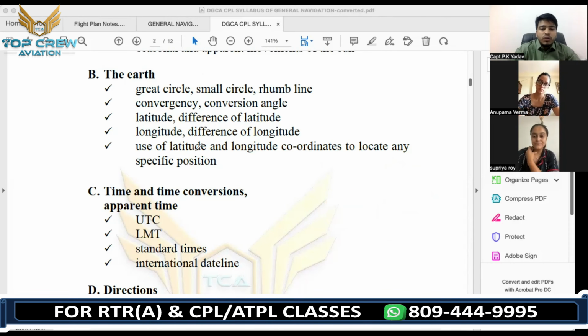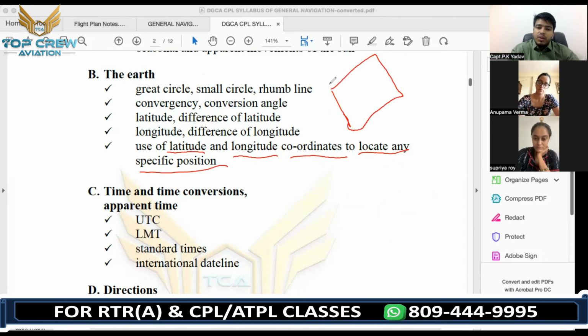Now, the use of latitude, longitude and coordinates to locate any specific position. If you want the basic thing I am telling you, there are so many airports, like Delhi, Jaipur, Bangalore, Mumbai, and they have their specific code and name assigned by ICAO. What is ICAO? Can anybody tell me?